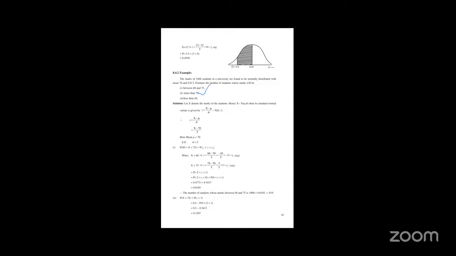More than 75. How many people are having more than 75? So more than 75 means we will take P(Z greater than 1). We know it is 0.5 minus this value, which as we already know is 0.3413. So we are just subtracting it. If we calculate 0.5 minus 0.3413, it is 0.1587.